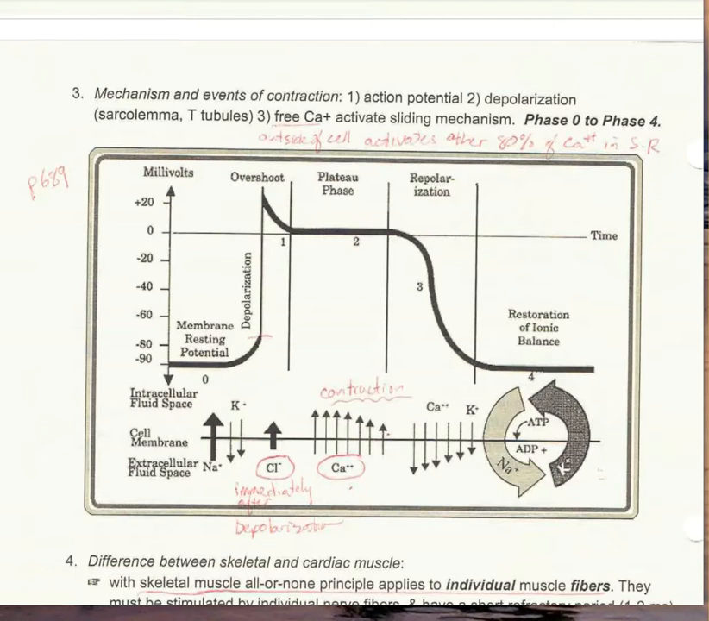So at first things start kind of normal. You can see here, I'm going to just use my pencil to kind of highlight things. We go up, here's negative 70, which is threshold right there, right? There's our threshold. And if we reach threshold, we depolarize. So we get a graded potential, and then we get a depolarization.